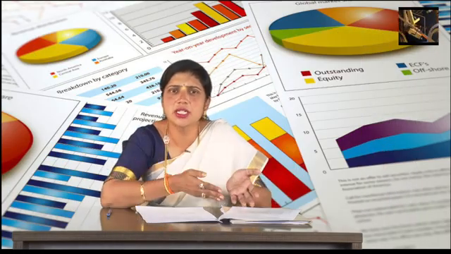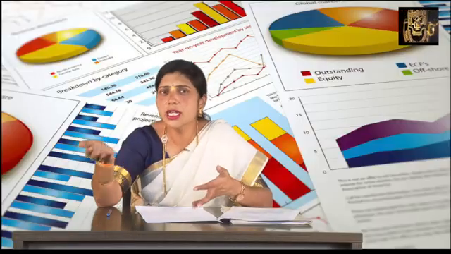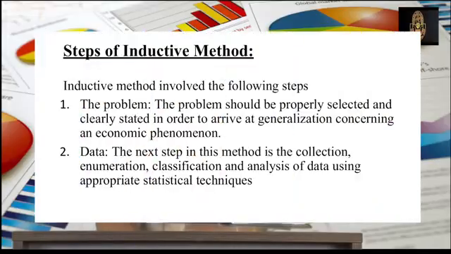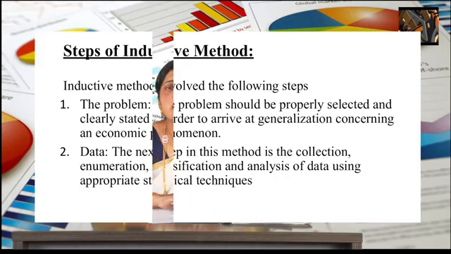Similar to the deductive method, we have some steps in the inductive method also. What are the important steps? The first one is the problem. The problem should be properly selected and clearly stated in order to arrive at a generalization concerning an economic phenomenon. The second step is the data. It is the collection, and after collection, the enumeration, classification and analysis of data using appropriate statistical techniques.